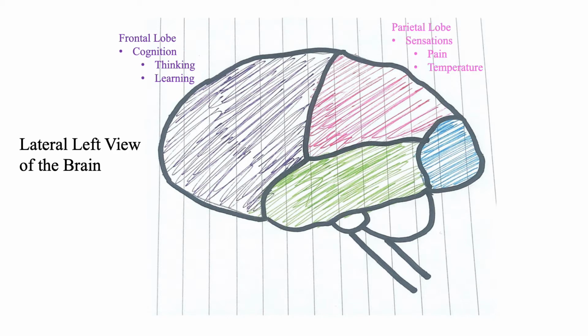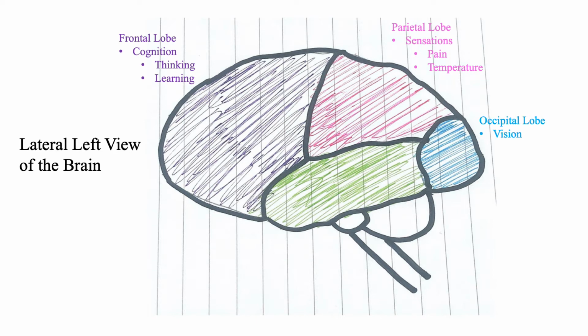Then behind the frontal lobe, we have the parietal lobe, which is in charge of the sensations such as pressure, pain, temperature, and touch. So an example of this would be if you touched a hot stove, that part of the brain is the one that tells you to take your hand off that.